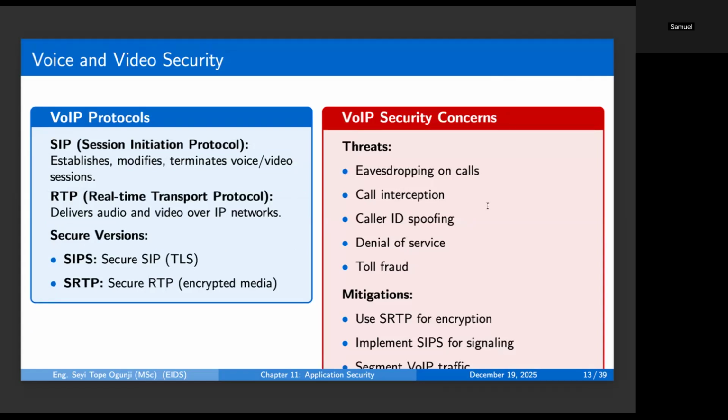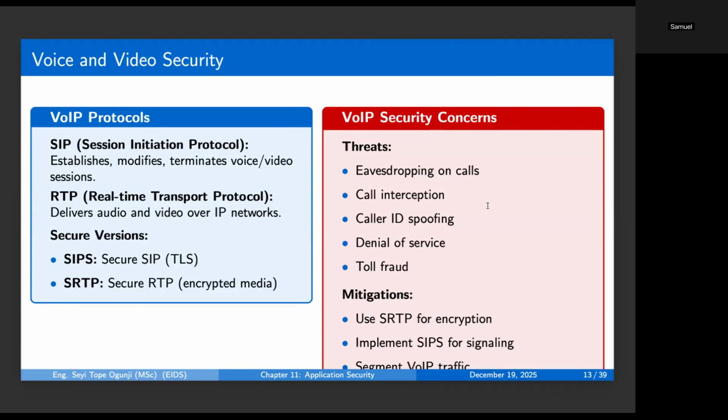Let's take voice and video security. So we call the protocol VoIP. With VoIP, we call it voice over internet protocol. So this is the protocol that guides phone calls over the internet.